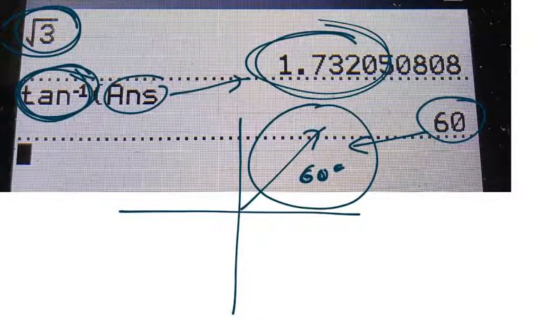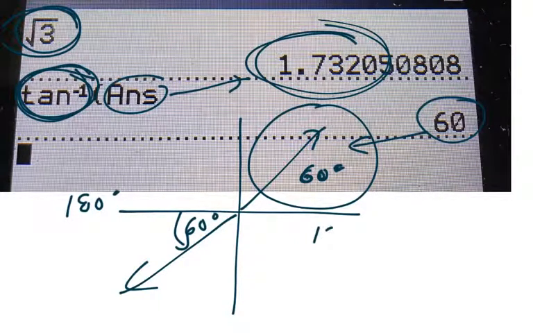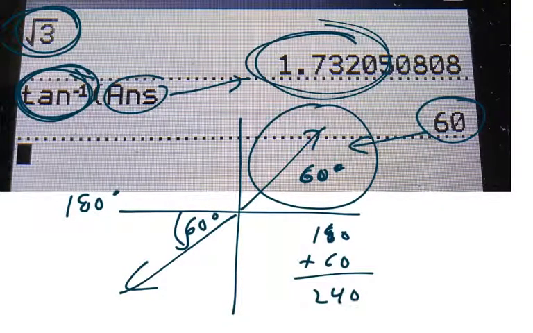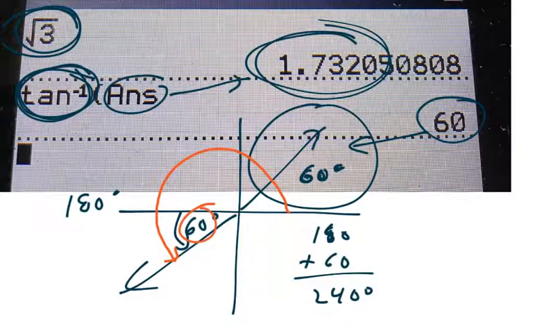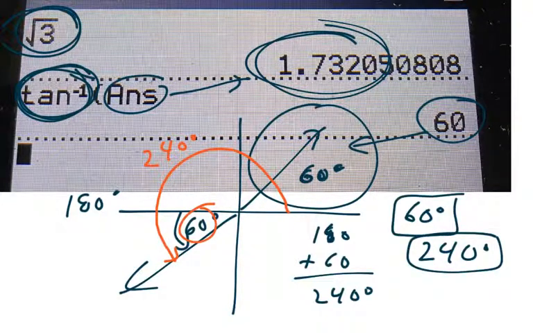Where else is tangent positive? Down here. So if this is 60 down, do you agree 180 degrees plus 60 is 240 degrees? Watch the red, guys. In other words, if I started at 0 and I went all the way around 60 degrees past 180, I would be at 240, would I not? And so therefore, our two answers, guys, are 60 degrees and 240 degrees. Pause the video if you need to, guys.